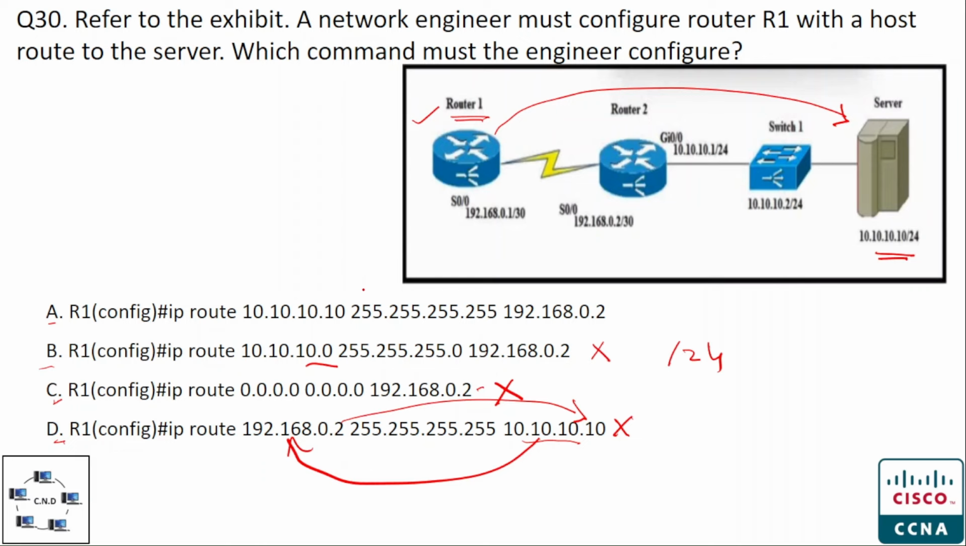This one is the correct option because it configures the route for this .10 host only with a subnet mask of /32, and the next hop is here. This is the next hop, the next router interface IP address to which it is connected. So option A is the correct option.